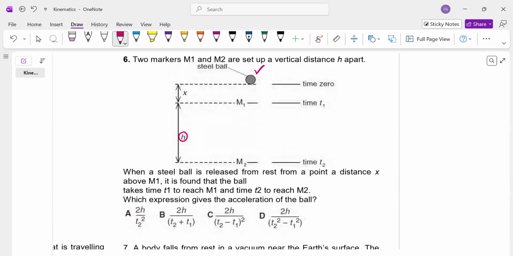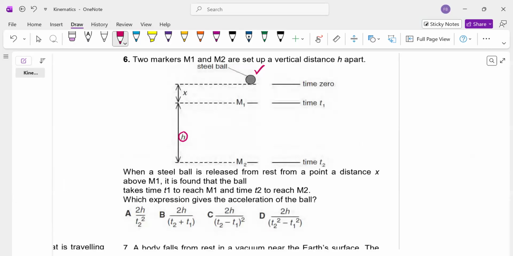Hmm, it's B, I think, because you have to add the time you get from t1 and then the time you get from t2. No, it's not B. Firstly, initially you need not.